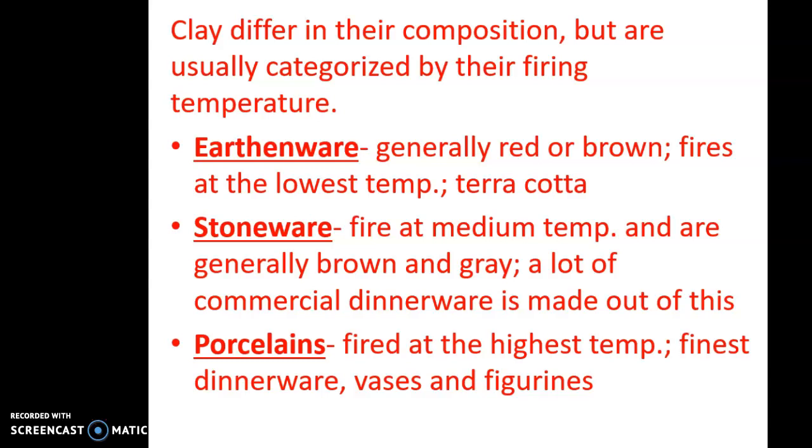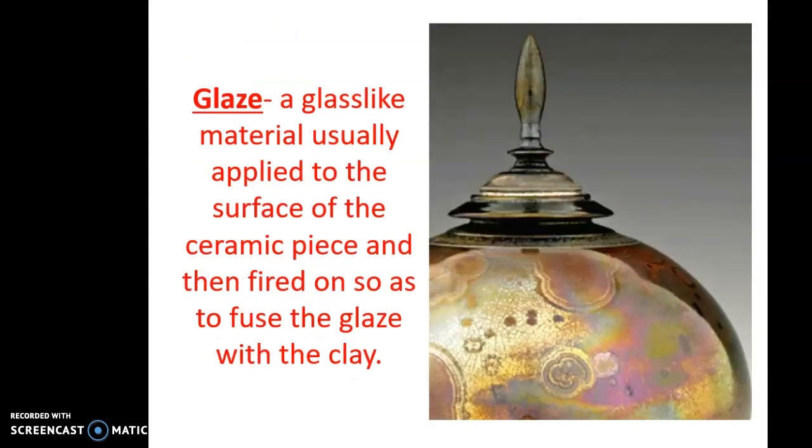That's that lowest temperature. Stoneware is fired at a medium temperature and is generally brown and gray, and a lot of our commercial dinnerware is made out of this. So it stands up a little bit heavier, it's a little bit stronger. So our everyday dishes are going to be that stoneware. Now, porcelains are fired at the highest temperature, so this would be our fine dinnerware, china, vases, figurines, those kinds of things. So a lot stronger of a piece there.